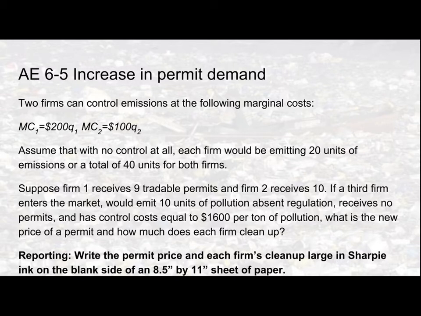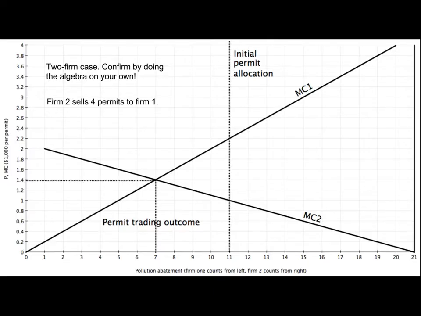So the way I find easiest to do this is to derive a demand and supply for permits and then just add the new firm to it. So the way that's done is as follows. From the initial problem, notice that I've got along the x-axis the amount of total cleanup. I couldn't get my graphing software to put firm one's cleanup going right to left, but we have firm two's cleanup going right to left. We have firm one's cleanup going left to right. The total amount of cleanup is 21, and so any quantity represents an allocation of cleanup responsibility between firm one and firm two.